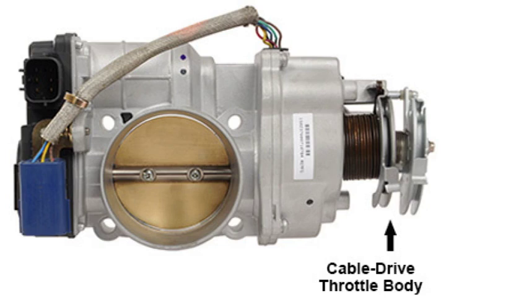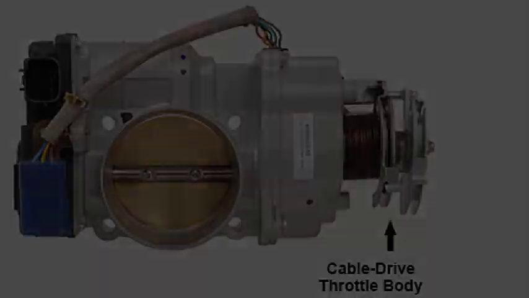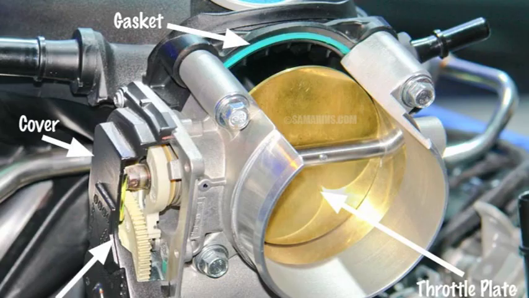The P2119 code is a diagnostic trouble code, DTC, that indicates a problem with the throttle actuator control system. This system is responsible for controlling the amount of air that enters the engine, which affects the engine's speed and power. When the P2119 code is set, it means that the powertrain control module, PCM, has detected a problem with the throttle actuator control system. This could be due to a problem with the throttle actuator itself, the wiring harness, or the PCM.